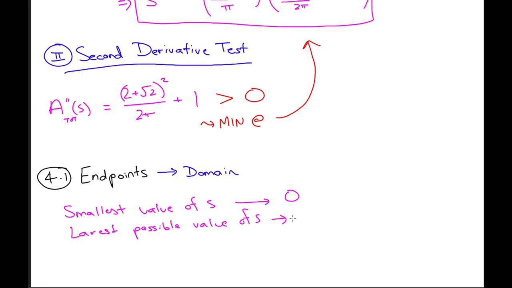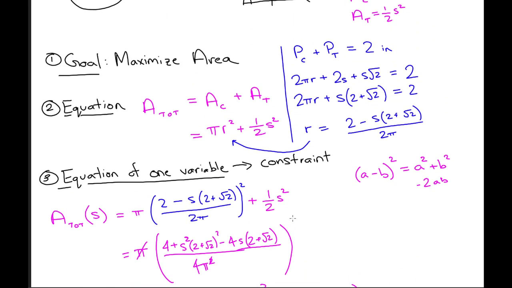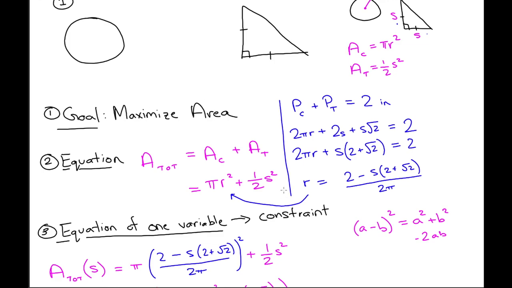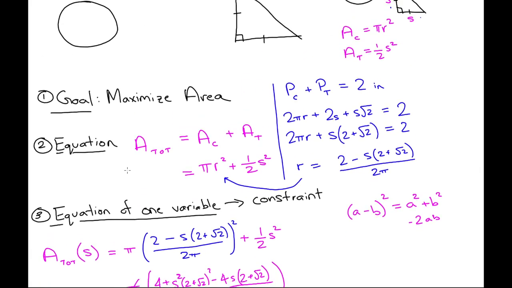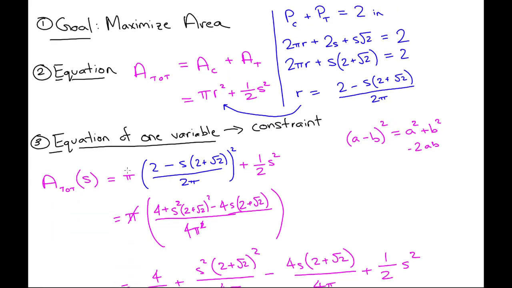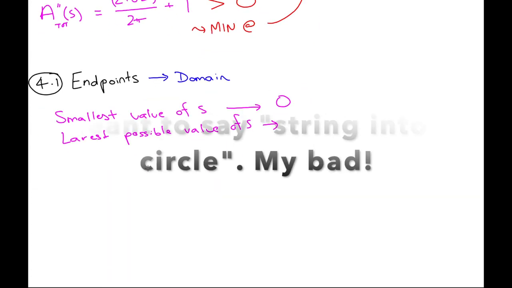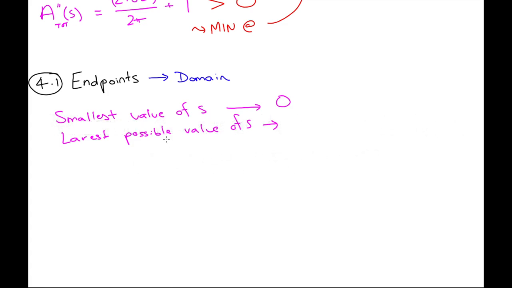Because if we look back up here to our original equation with two variables, that would just mean that we're putting all our string into the circle. The other option is a little bit more interesting. The largest possible value of S would happen if we put all our string into the square.